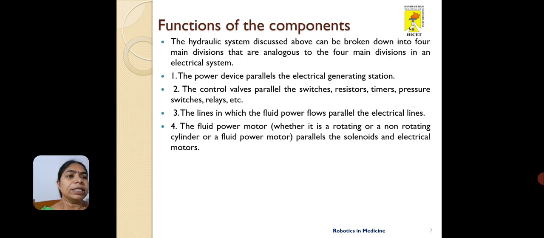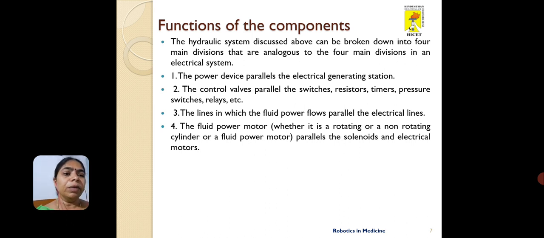The hydraulic system can be broken down into four main divisions, and they are analogous to four main divisions in an electrical system. Let us see. The power device parallels the electrical generating station. The control valves are analogous to switches, resistors, timers, pressure switches, relays, etc. The fluid pipelines are analogous to the electrical lines.